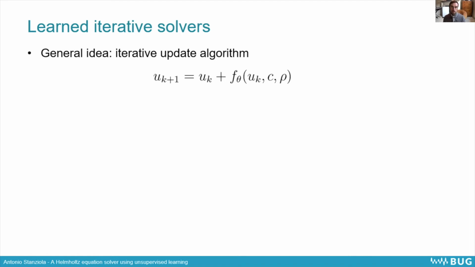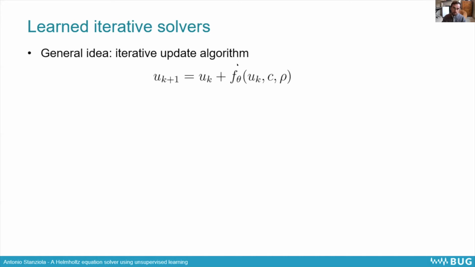So the general idea is to have a neural network, or some form of parameterized function, which is the f here, parameterized by some weights theta, that takes the current estimate of the wave field, which would be u_k, takes the parameters of the PDE, for example the speed of sound or the source, so c and rho, and then gives an update that we can sum to our current estimate of the wave field to get a new one. This is very similar to, for example, what people do in ResNet blocks.